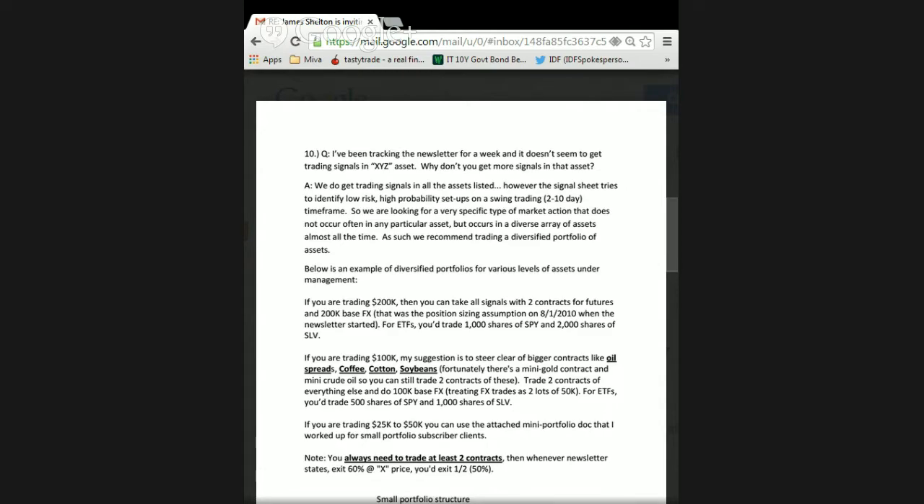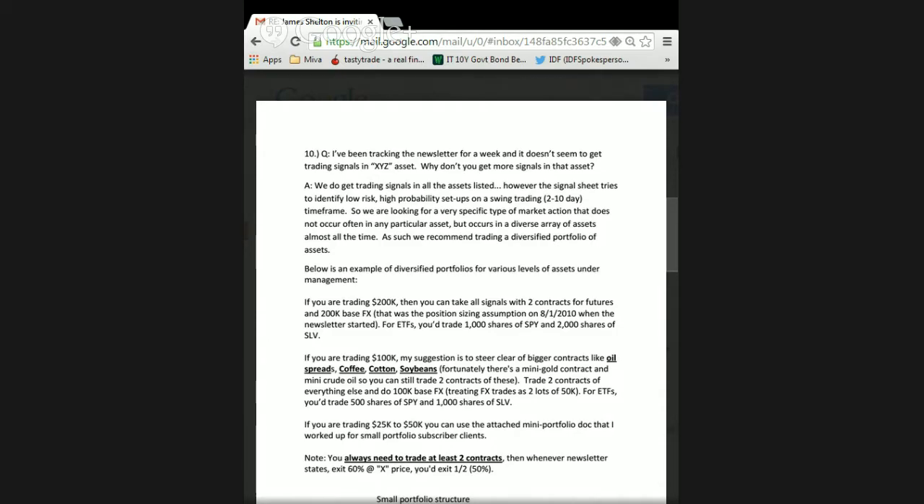What's happening is that the signal sheet is trying to identify an asymmetry in market behavior, a low risk, high probability setup on a swing trading time frame, 2 to 10 day time frame. So we're looking for a very specific type of market action that does not occur often in any particular asset, but occurs in a diverse array of assets almost all the time. And that's why we recommend people that are subscribing to trade the entire diverse portfolio of assets.